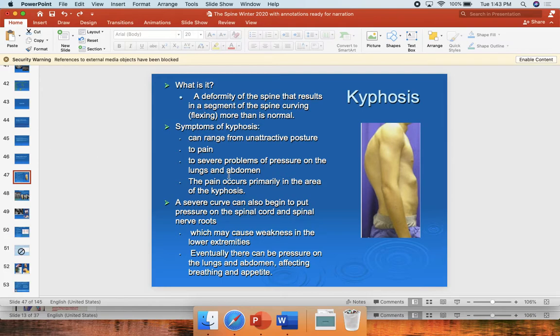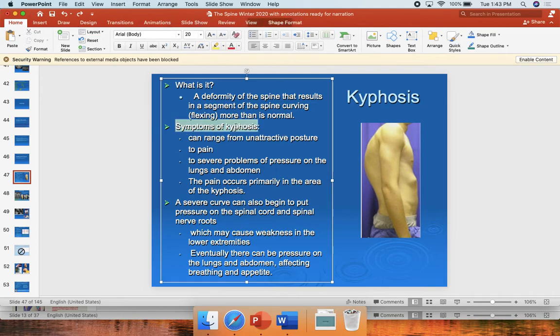So what is kyphosis? Remember, all of us in our spine should have some kyphotic curves through the sacrum as well as through the thoracic vertebral region. So all of us should have some kyphosis, but when we experience excessive kyphosis, it can become pathologic. So symptoms of excessive kyphosis, it can just lead to an unattractive posture. It could potentially lead to pain, especially during movement, if it becomes severe enough.